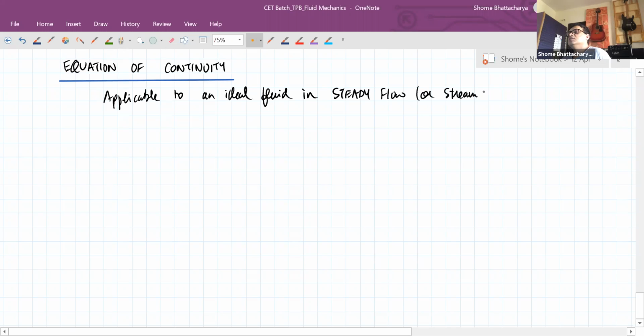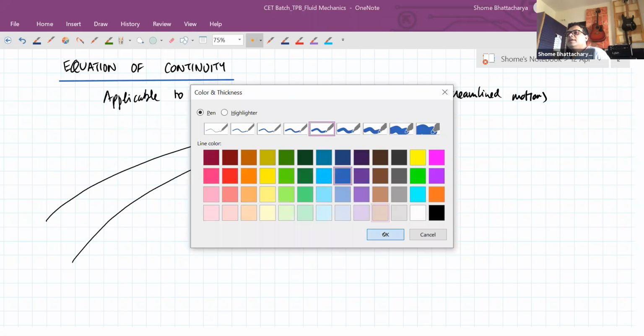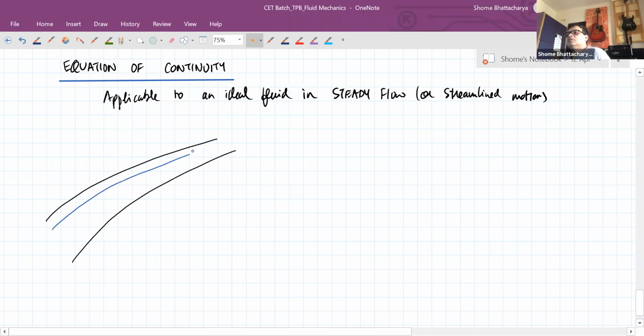Which is the same thing as streamline motion. They are one and the same, steady flow and streamline motion. So the equation of continuity is understood like this: if you compare any two cross sections of area A1 and A2 like we drew earlier, then the product of area of cross section into velocity of flow will be the same.